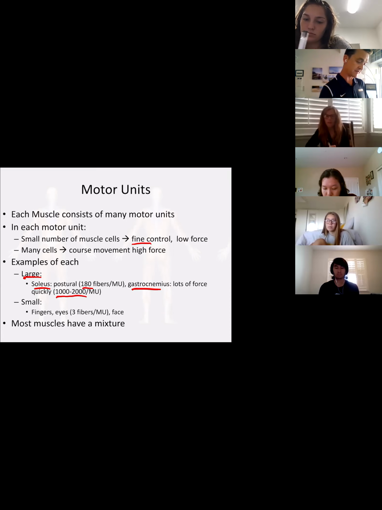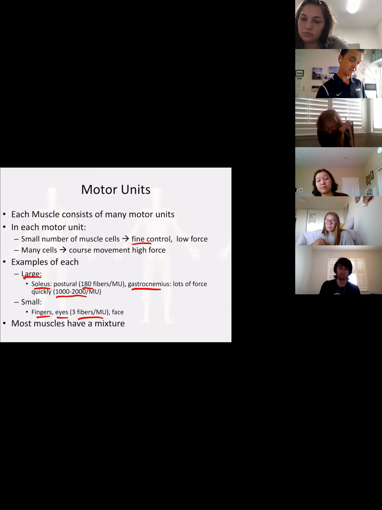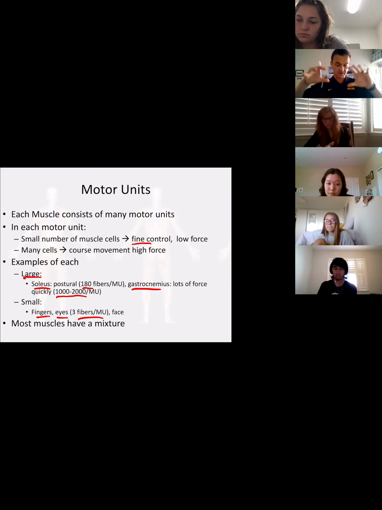Okay, small ones, like I said, fingers, eyes, they have as little as 3 muscle cells per motor unit. Most muscles have a mix of some small ones, some big ones, but most muscles will tend to be better for one or the other, fine control or large force production.